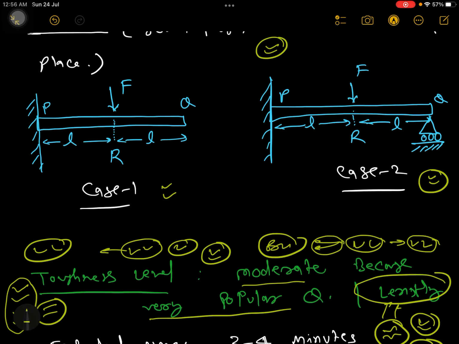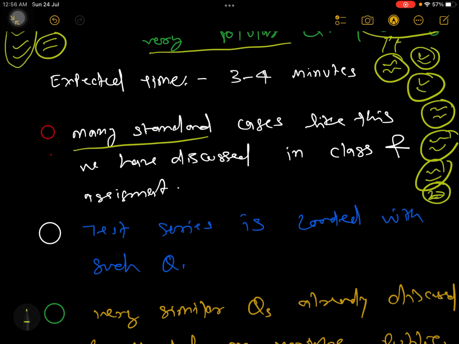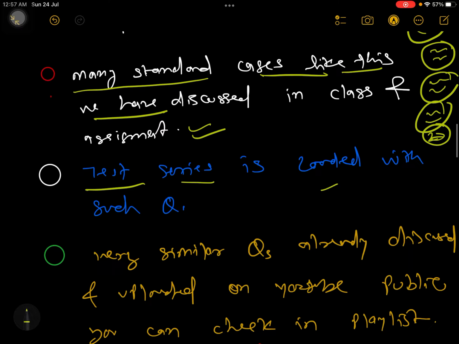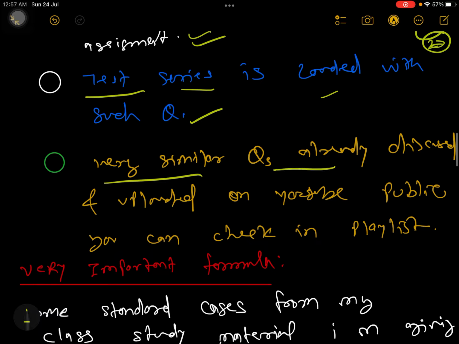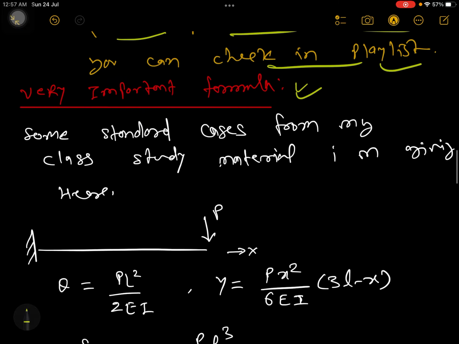So you just go through the concept, and all the formulas and everything I have already given you. If you are my classroom student, then everything is there, and these kinds of questions I have also asked in test series. So many standard cases I have discussed in class assignments, and the test series is loaded with these kinds of questions. A very similar question I have already discussed and uploaded on YouTube, which is public. You can check in the playlist. Just now I have shown you. Okay, now let's understand all the important formulas first.